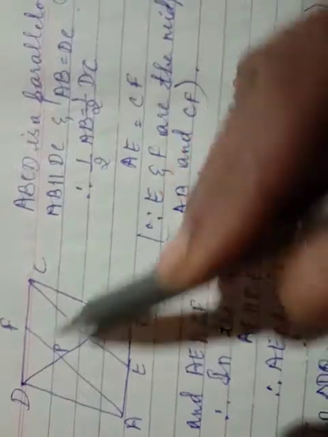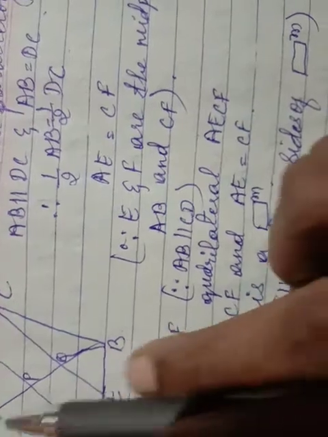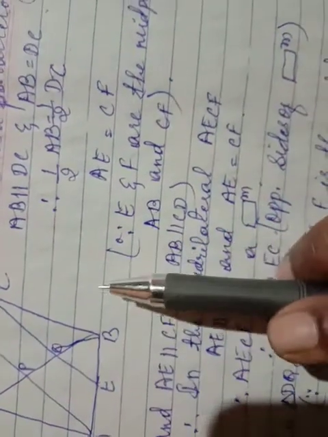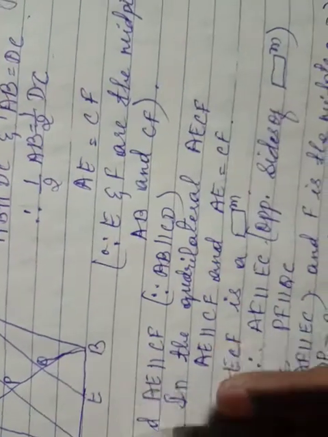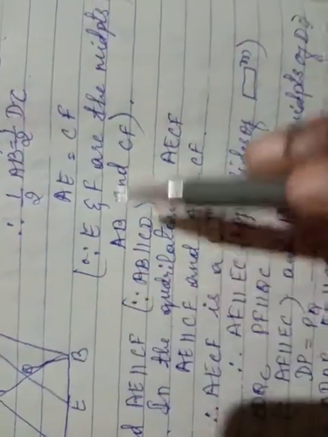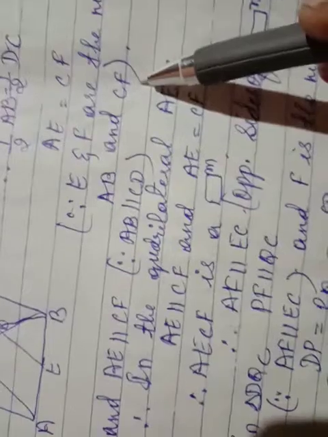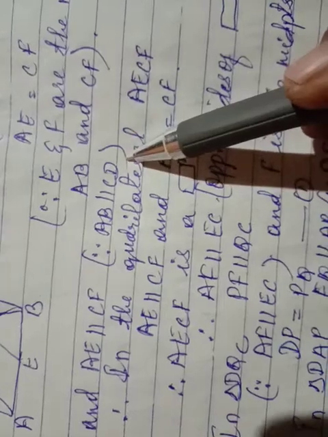Now, ABCD is a parallelogram. AB parallel to DC and AB is equal to DC. Therefore, half of AB is equal to half of DC. We can write, half of AB is nothing but AE and half of DC is nothing but CF. Since E and F are the midpoints of AB and CD. Now, AE parallel to CF since AB parallel to CD.